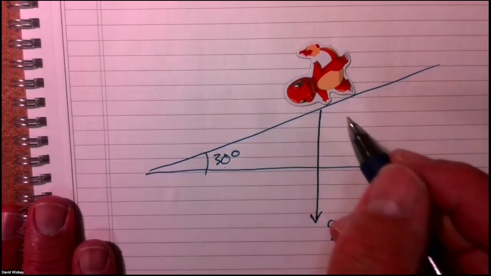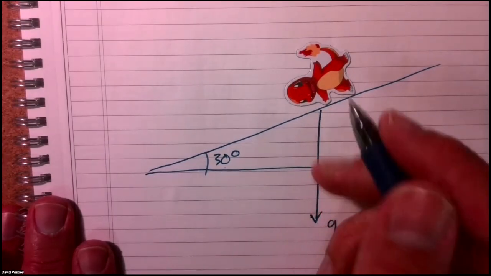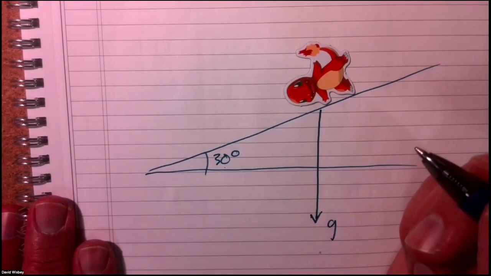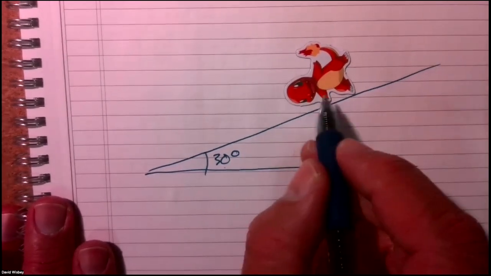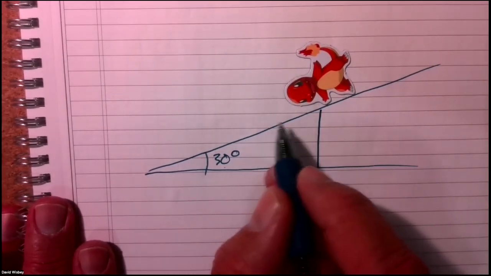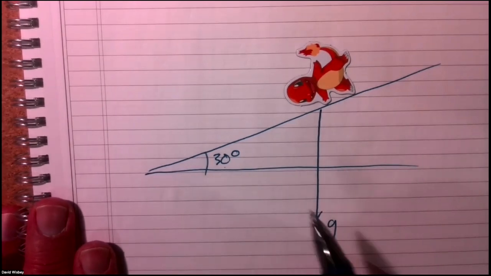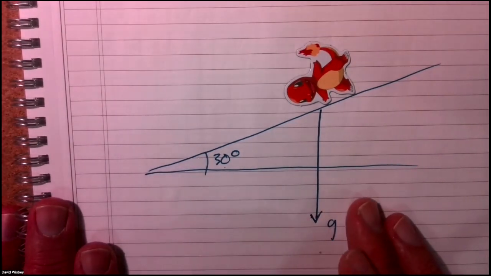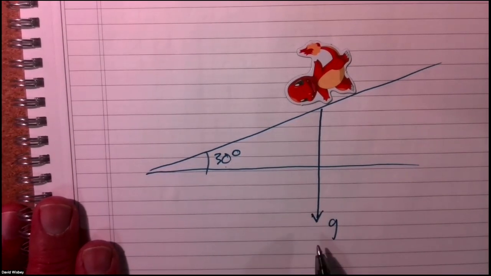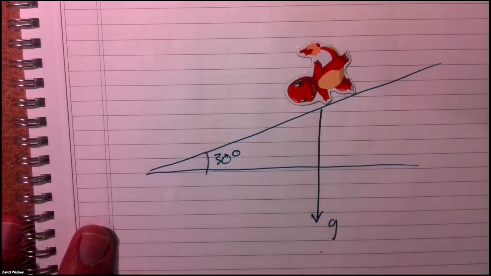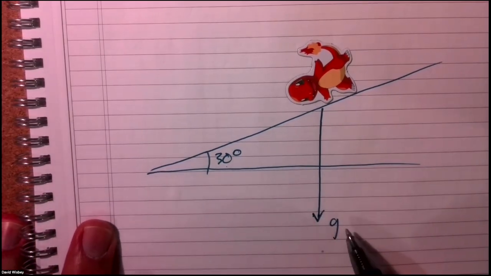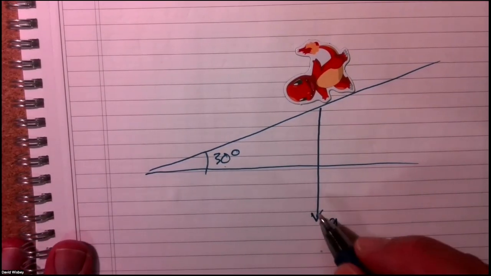But he's not going to fall straight down, right? He doesn't fall at 9.81 meters per second squared. If this is a slight incline, he's going to accelerate much slower than that. So we need to find that component of acceleration. The acceleration due to gravity is the hypotenuse of my triangle.